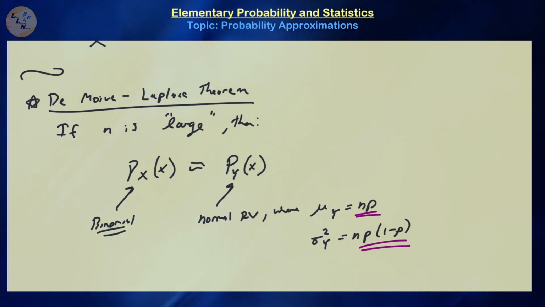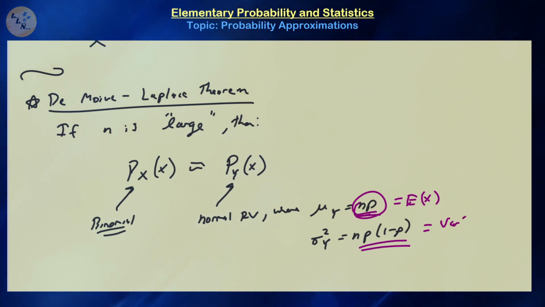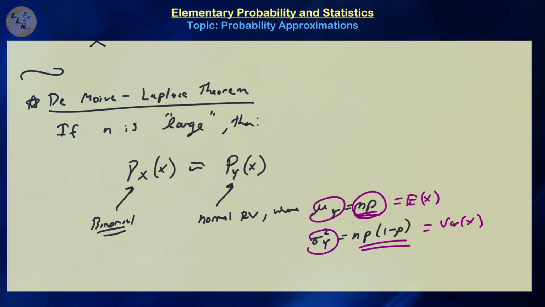Now, where are these coming from? That's the expected value of x, and that's the variance of x, right? So those are good choices for the variance of y and the mean of y, right? And that's pretty much the story of that.